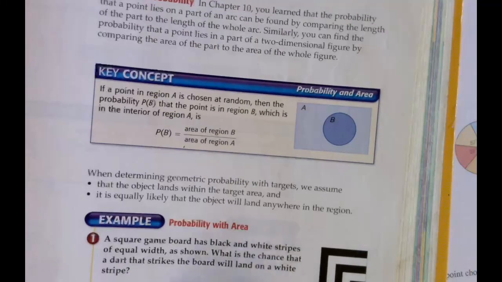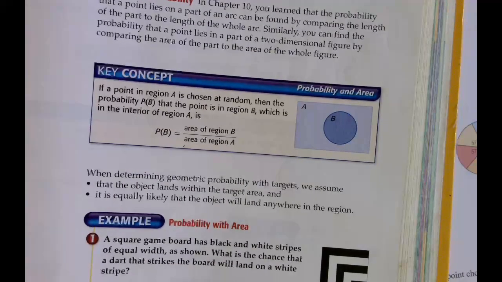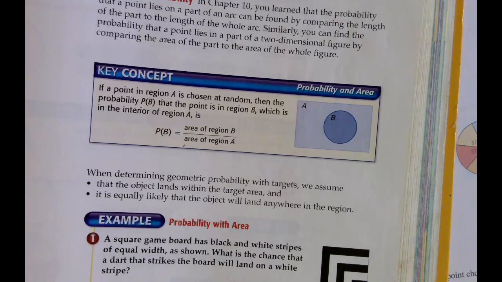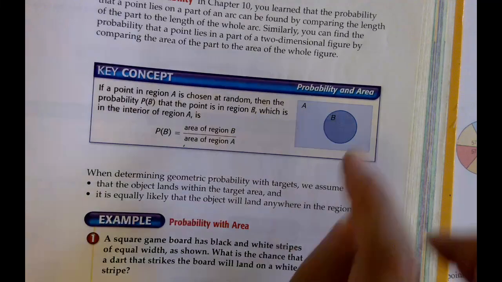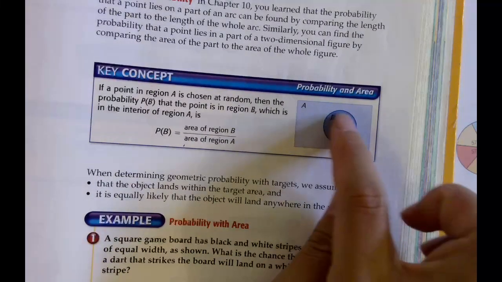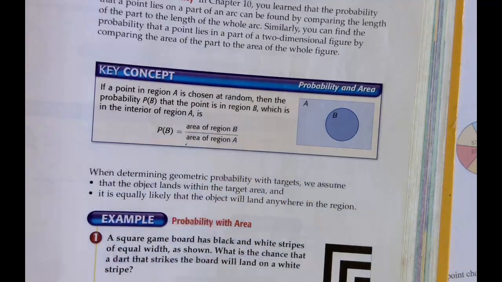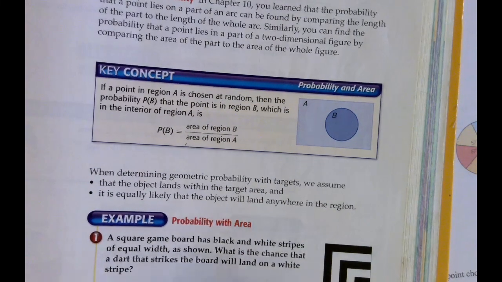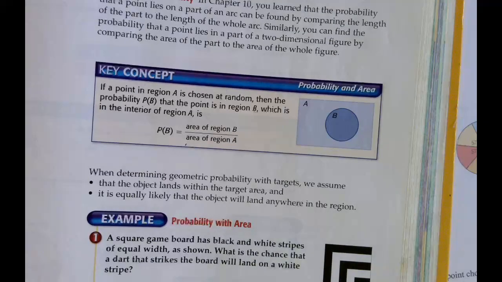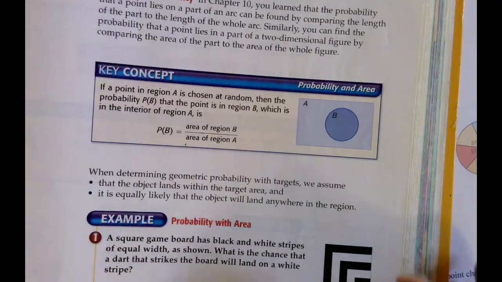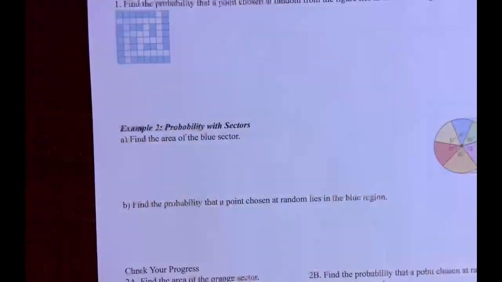So probability and area. If a point in region A is chosen at random, then the probability of choosing something from this circle here, this B area, is the area of region B over the area of region A. So still what we want, the idea of success over failure here.